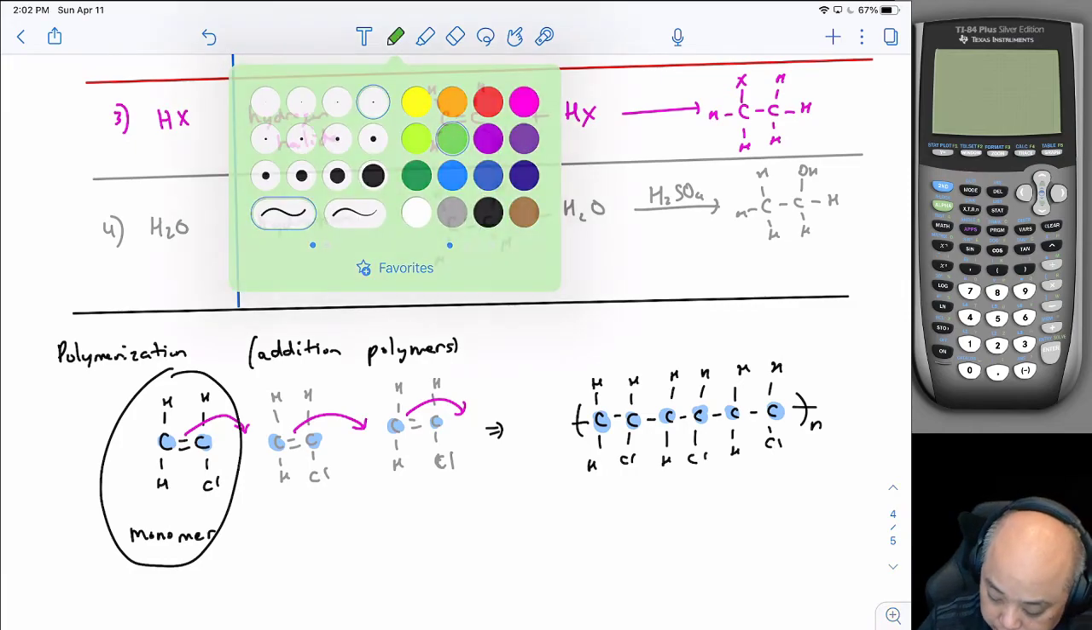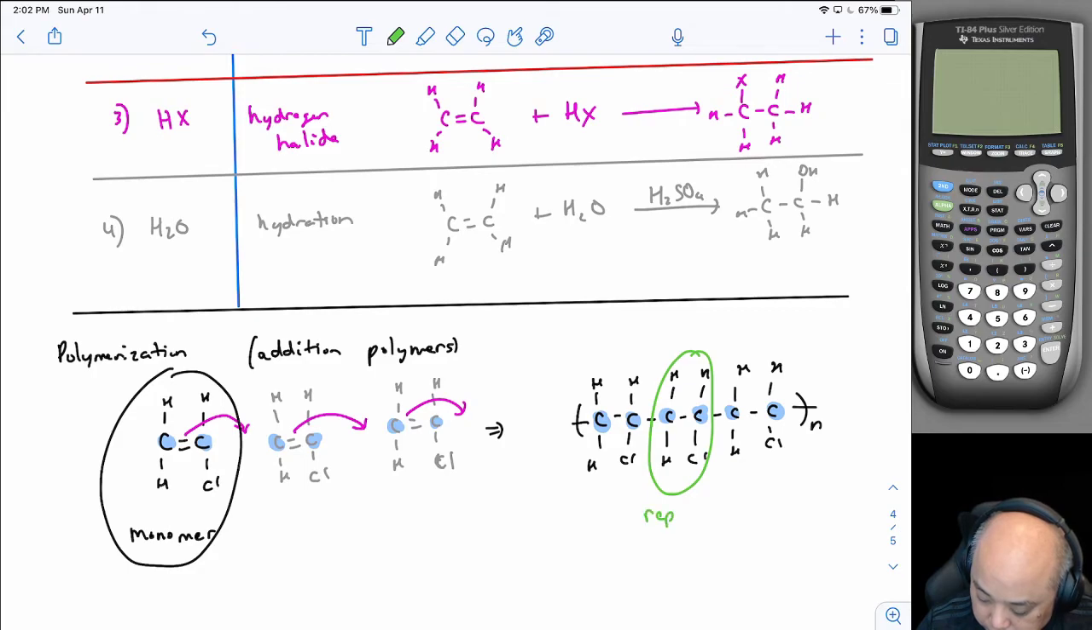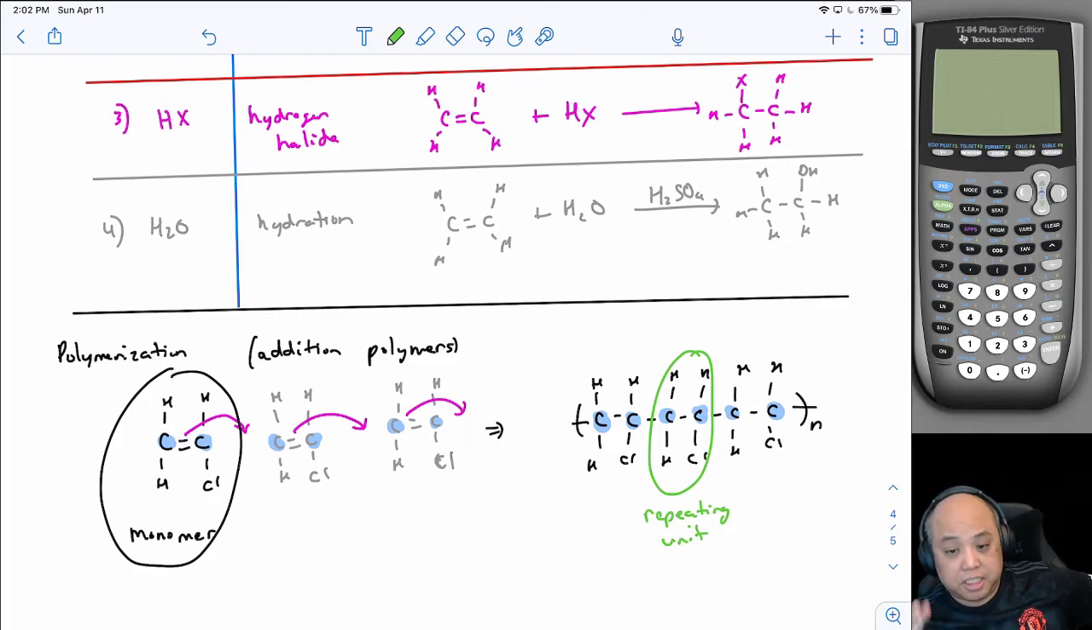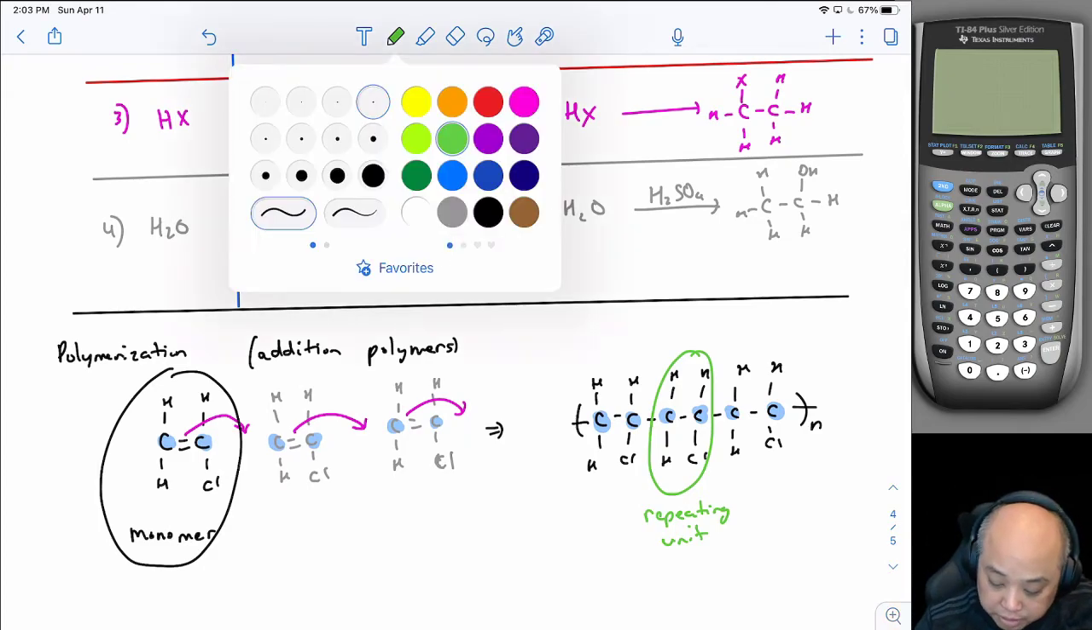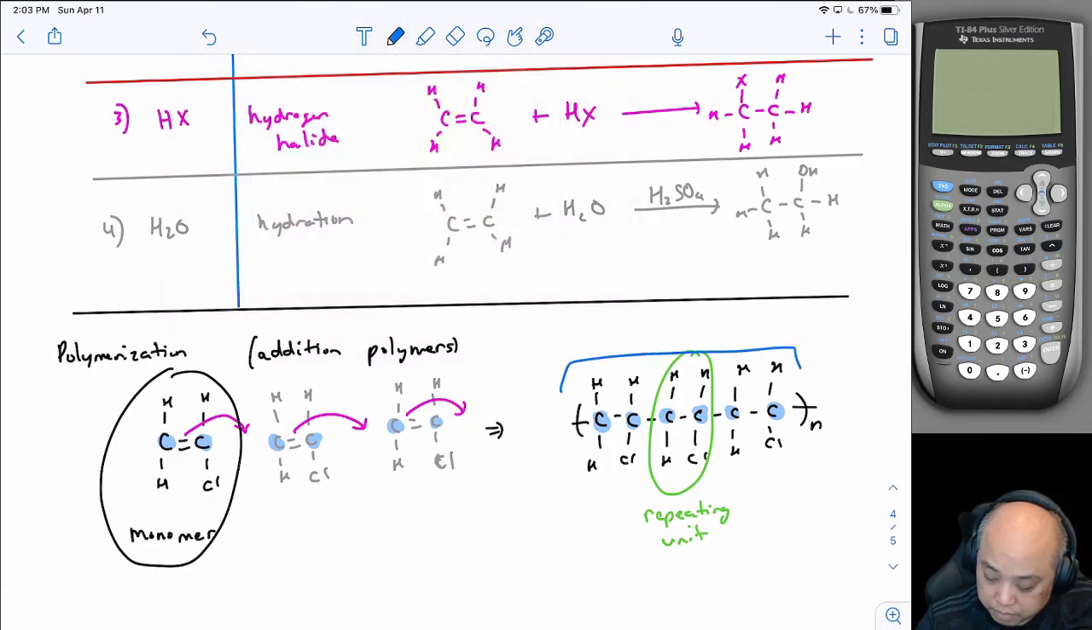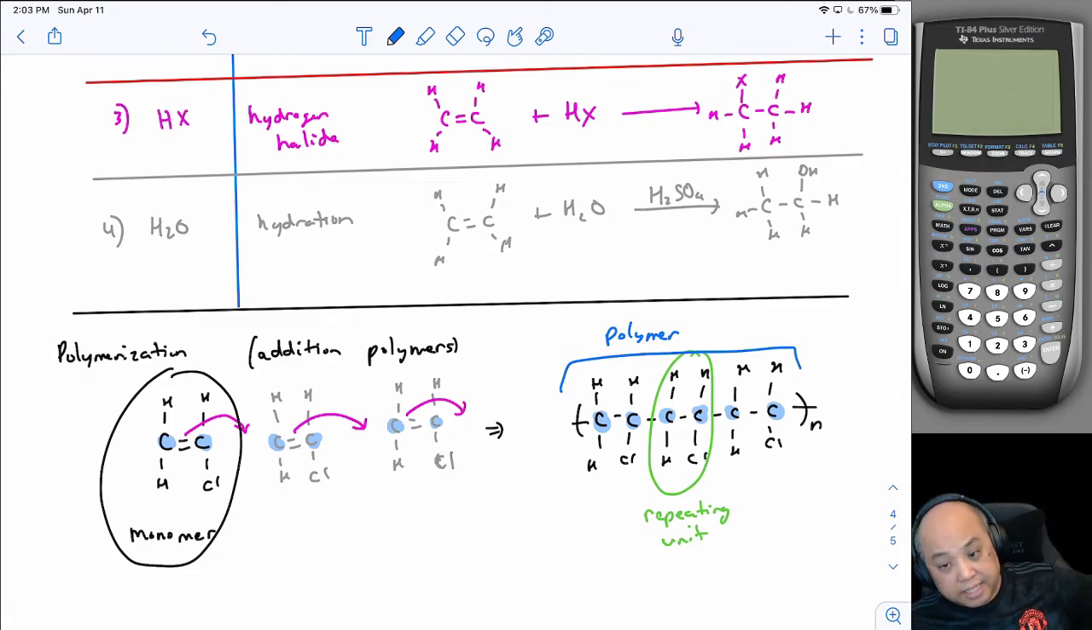So this is your repeating unit, because that's the section that gets repeated over and over and over, hundreds of thousands of times in the polymer itself. So there's a difference between the monomer, the repeating unit, and a section of the polymer. Notice I have that end subscript there with parentheses and the bonds going through it. That implies that it continues in both directions. But usually the IB will ask you to just draw 3 repeating units of the polymer.